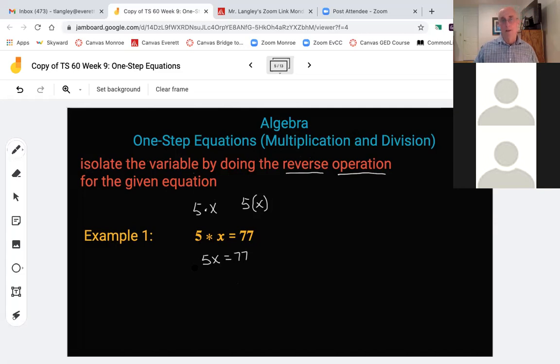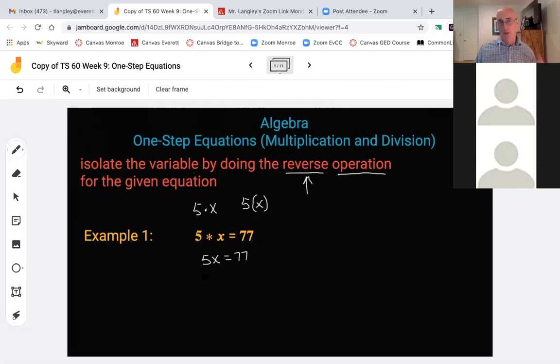All right. Now, it just said that we're supposed to do the reverse operation here to get it by itself. What is the operation that's going on the side of the x? Is it addition, subtraction, multiplication, or division? Those are your 4 choices. It's multiplication. We're multiplying 5 times x. So if x was 2, 5 times 2 is 10. If x was 5, then it's 25. So in this case, it's multiplication. What is the opposite operation?